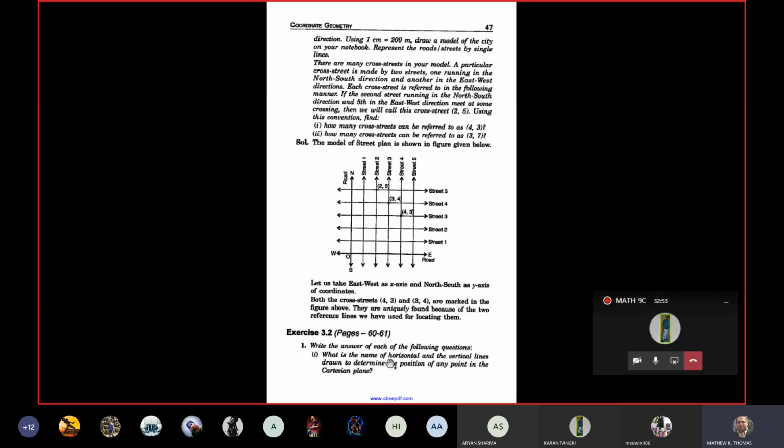So answer number 1, write down. Horizontal line is called x-axis and vertical line is called y-axis. Okay, second part. What is the name of each part of the plane formed by the two lines?